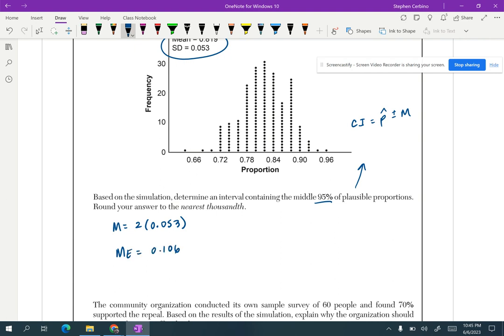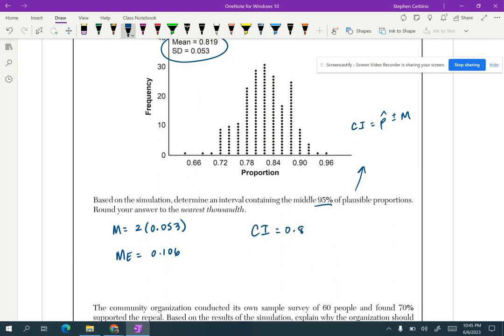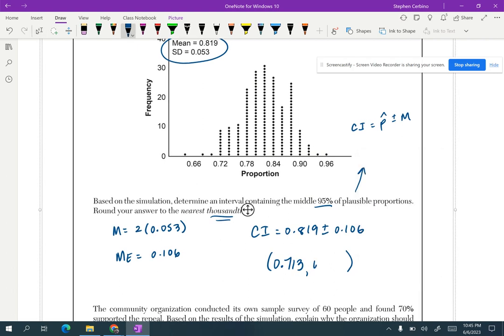And the margin of error is going to be 0.106. So this 95% confidence interval we're going to get by adding the mean of all of the sample proportions in the distribution to the margin of error. We're going to add and subtract that margin of error, and we can create our interval. Now, when you create your interval, make sure you round it appropriately. They like to change from 1,000th decimal place to 100th. Sometimes they've even used a 10th. So if we subtract first, because remember you want the smaller number first, you get 0.713. If you add second, you get 0.925. This is our 95% plausible interval.